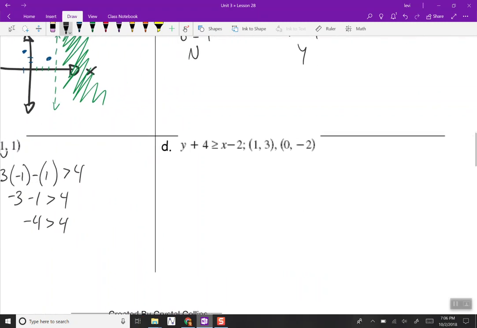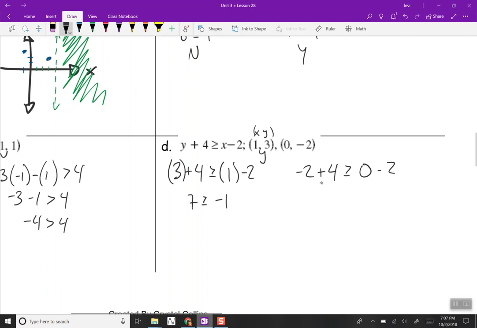Problem D. y, so 3 plus 4, is that greater than or equal to x, which is 1 minus 2? X and y. So 3 plus 4 is 7, is that greater than or equal to negative 1, 1 minus 2? Yes, that's true. So this one was a yes. And now (0, -2), substituting in a negative 2 for our y, plus 4 greater than or equal to 0 minus 2, so this is 2 greater than or equal to negative 2, and that's a yes as well.